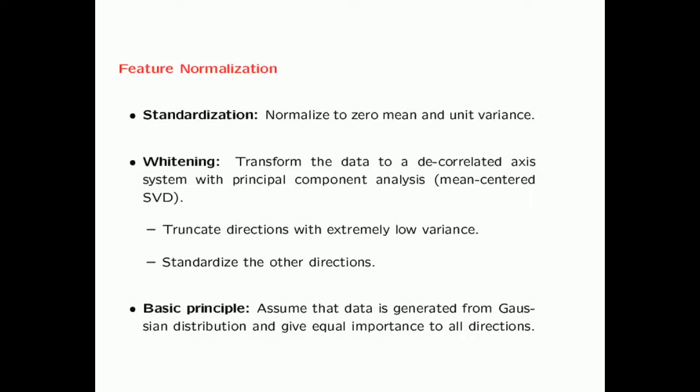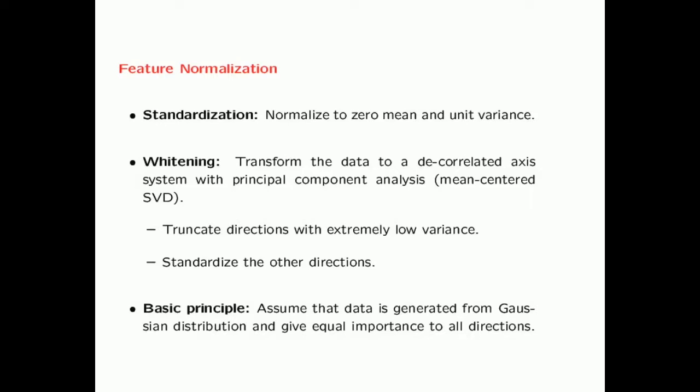Then, just as in SVD, you truncate some of the lower order components. Here also you truncate the directions with extremely low variance. At the very least, you want to truncate the directions in which the eigenvalues are extremely low. That means the variances are extremely low, typically even as low as 10 to the power minus 6. In many cases, the variances are really zero, and these very small variances are dominated by computational errors. So you drop these directions, keep the other directions, and standardize them. So you scale those other directions to make them unit variance.